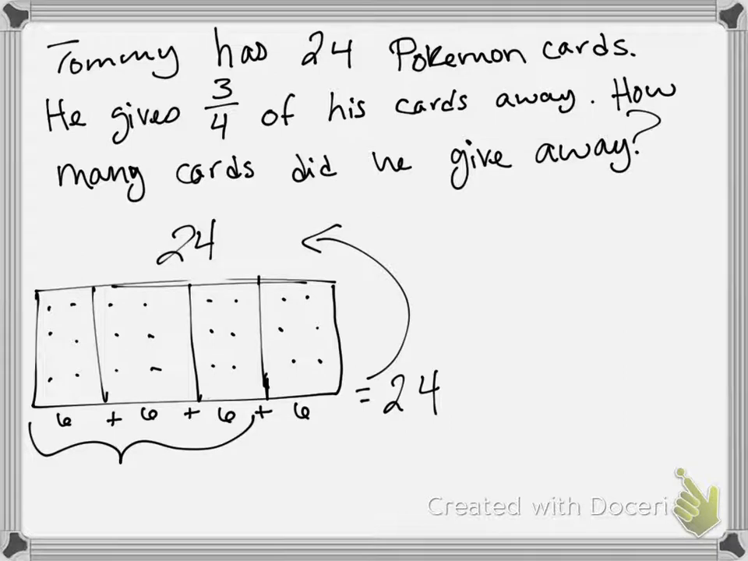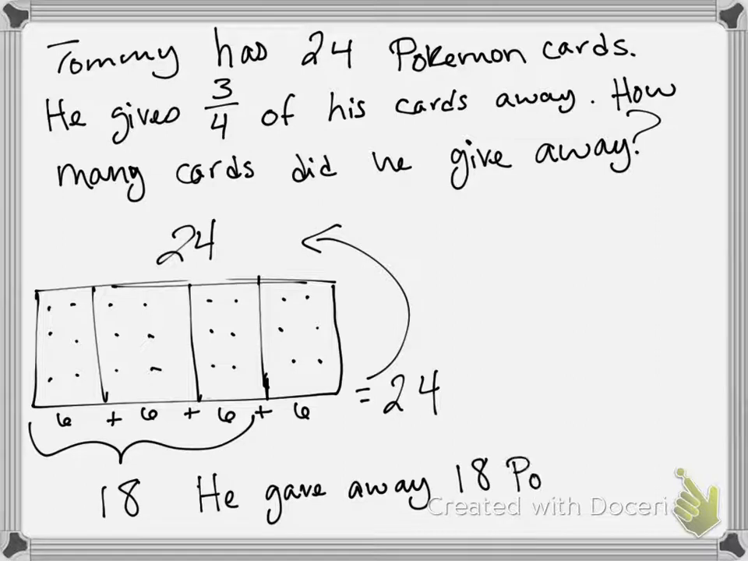Well, I thought I paused that, but I didn't. So we have 24 as the whole. So we just needed 3 of these. So we have our 3 levels. So what's 6 plus 6 plus 6? We have 18. So he gave away 18 Pokemon cards.